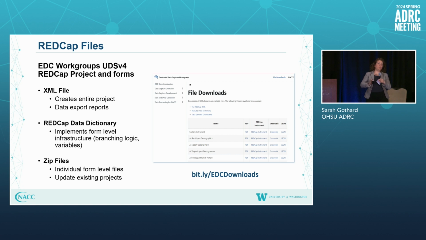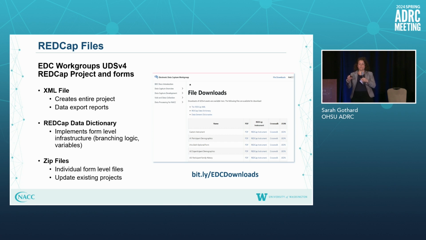And it includes reports that will allow you to export your UDS data and be ready for upload into the flywheel. It also has a REDCap data dictionary that can be imported into an empty project. And again, all of your forms are completely ready and are ready for end users to interface with the forms as they would expect to see them, because they mirror the PDF forms created by NACC. And there's also zip files that if you have an existing project, that you can just upload your UDS4 zip files, and those forms are ready to go.